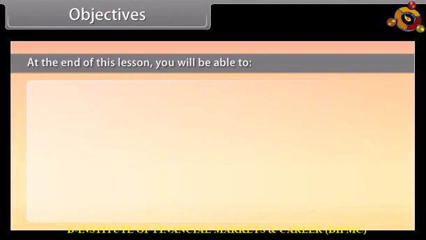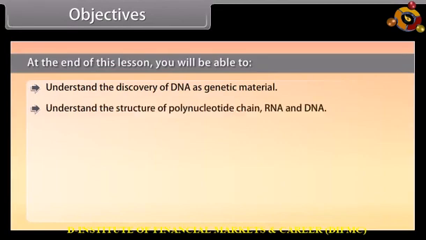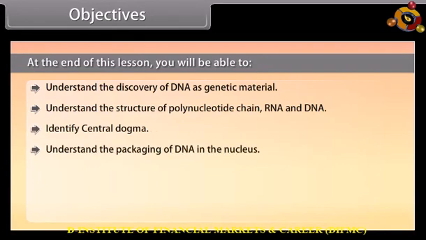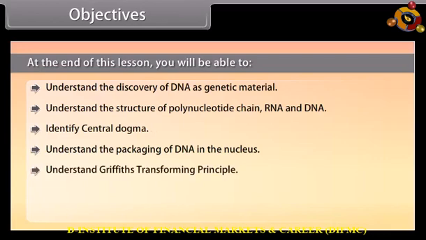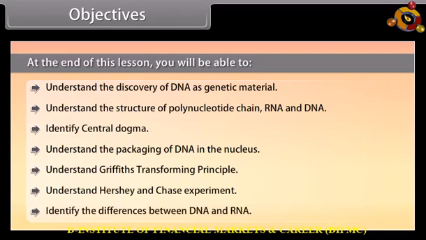Objectives. At the end of this lesson, you'll be able to understand the discovery of DNA as genetic material, understand the structure of polynucleotide chain, RNA and DNA, identify central dogma, understand the packaging of DNA in the nucleus, understand Griffith's transforming principle, understand Hershey and Chase experiment, and identify the differences between DNA and RNA.